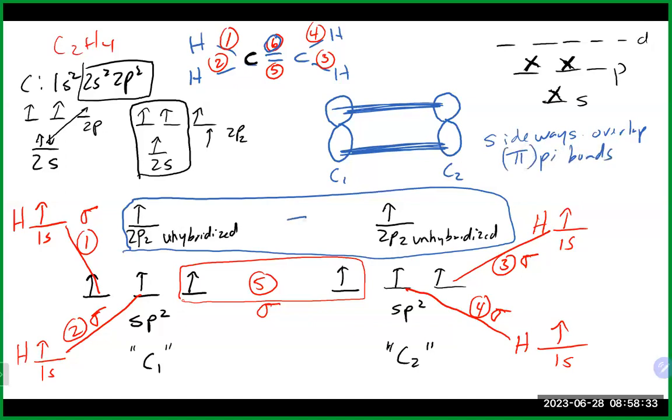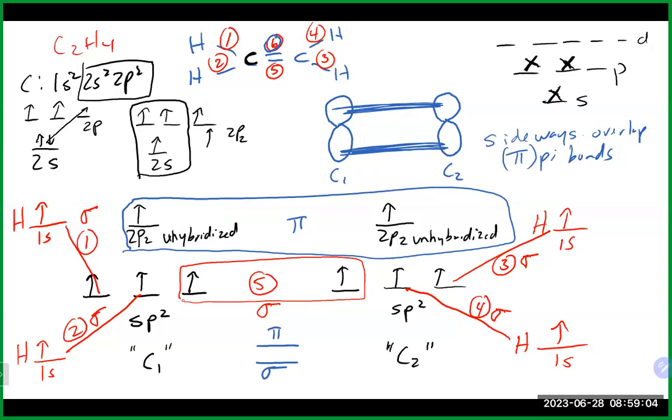So this last overlap that occurs between the unhybridized p orbitals is what is referred to as a pi bond. In essence, when you have a double bond, the first part of the double bond is a sigma overlap, head to head. The second part is a pi bond. Any questions on that?